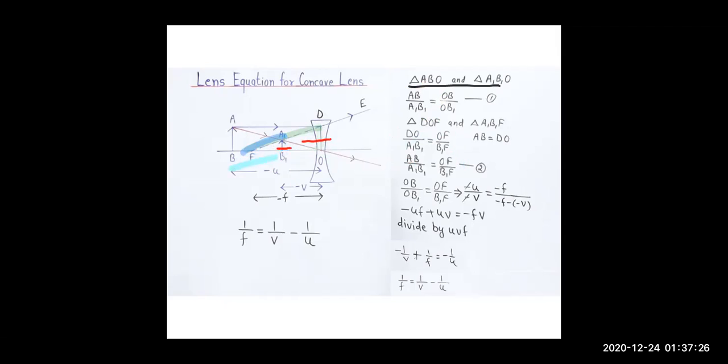Now children, if you see carefully, isn't DO equal to AB? Yes, because this is parallel to the principal axis, so this is a rectangle, and this will be equal to this. So instead of DO, we are going to put AB. So this equation and this equation, their left hand sides are the same, so we can equate their right hand parts. So on equating, we will get OB upon OB1 equals OF upon B1F.